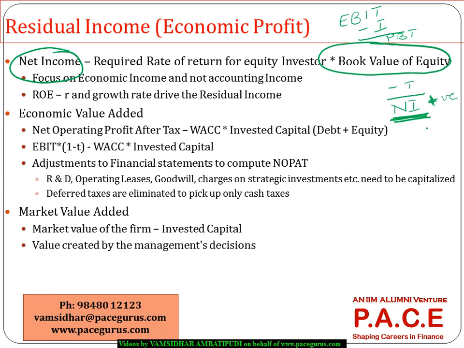Whatever the accounting income that has come out, if I subtract the expectation of the equity investors, how do I know what is the expectation of the equity investors? Whatever was the equity capital that is there, multiplied by the required rate of return of the equity investors, that is what gives me the return that these equity investors are expecting. So the focus here: don't just go with net income being positive. Is it really meeting the expectations of the equity investors?